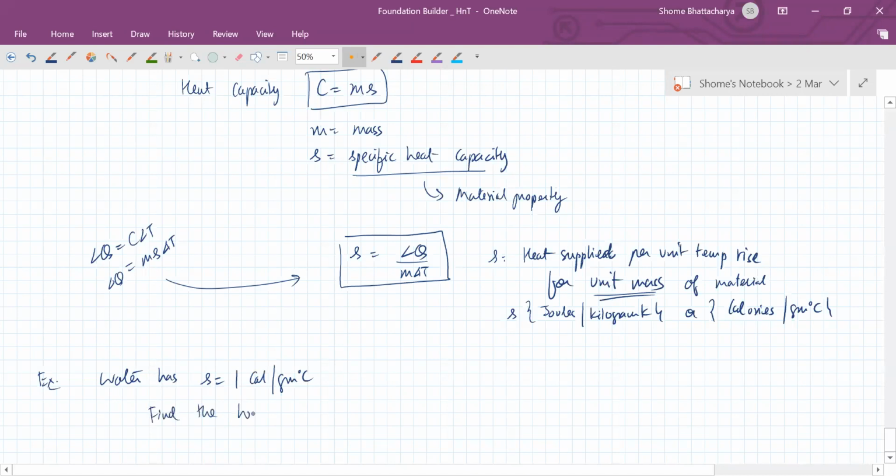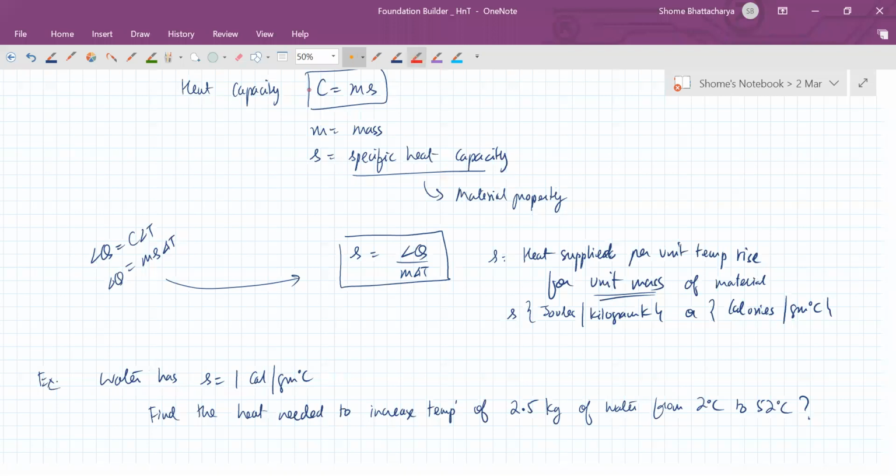So find the heat needed to increase the temperature of 2.5 kg of water from 2 degrees C to 52 degrees C. So just write down the definition of specific heat capacity and from there work out this question quickly.